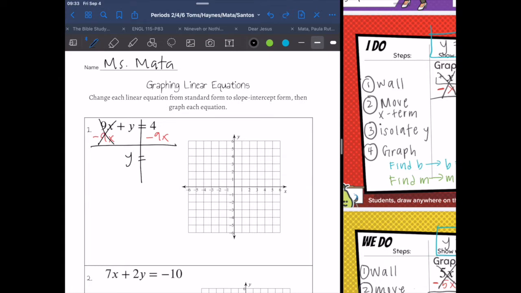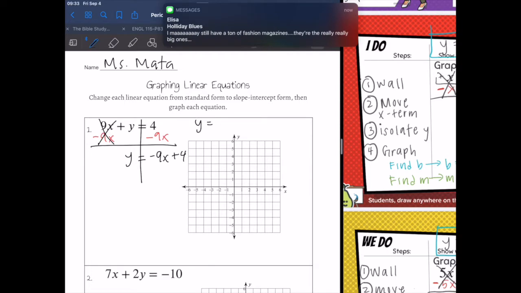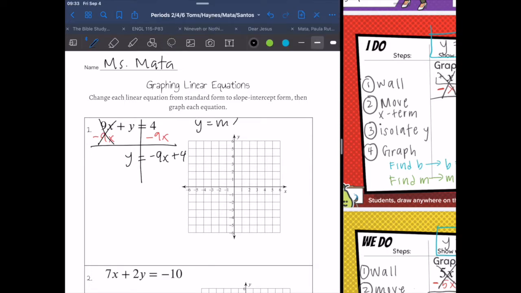Yay! And then I have to make sure that my x term is at the front. So it's negative 9x plus 4, because this is a positive. So I have to make sure that my equation is in slope-intercept form, which is y equals mx plus b. Okay, this is what we want our equation to look like.